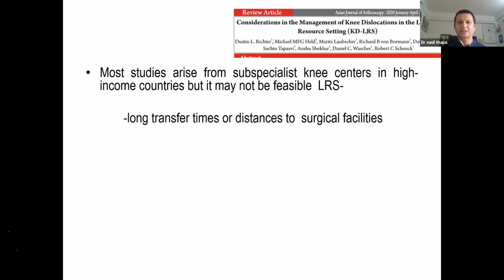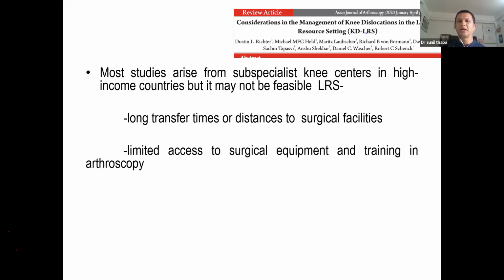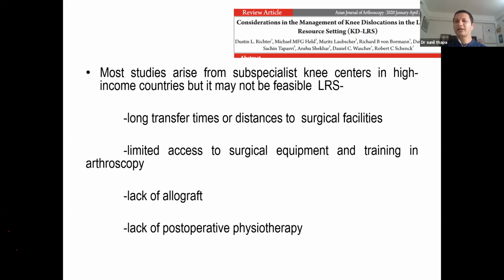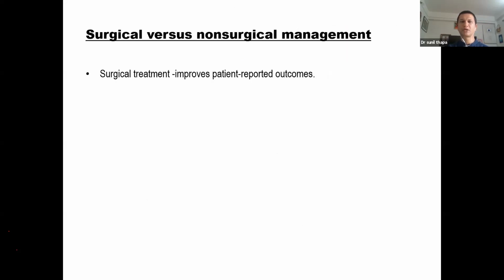And this is that in a limited resource situation, it takes a longer time for a patient to transfer to the surgical facilities, and we have limited access to surgical equipment and training in arthroscopy, and there is lack of allograft and lack of proper post-operative physiotherapy. So we may not get as good an outcome as the literature suggests in the Western world, and we may not follow all those literatures and treatment modalities as suggested.